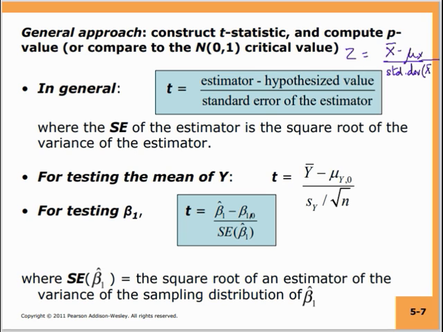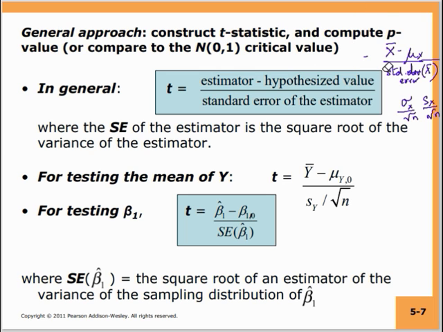Standard error. Remember that this is the standard error of x bar. This is the z statistic that we usually have, and the standard error is equal to sigma x divided by root of n, or sx divided by root of n. So this is the standard error of x bar. This is when we are testing for the mean.